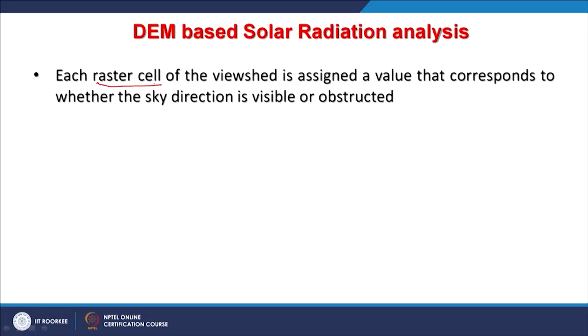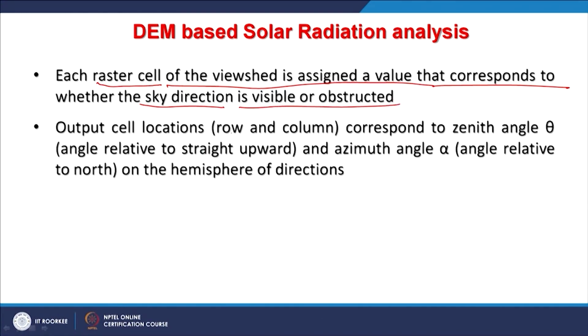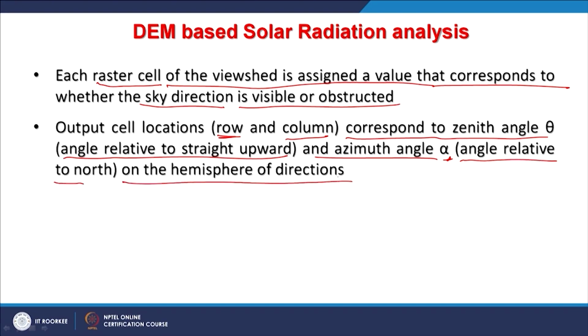Each raster cell, or grid cell, of the digital elevation model viewshed is assigned a value that represents the sky direction which is visible or obstructed. The output cell locations, that means the rows and columns, correspond to the zenith angle, theta, which is the angle relative to straight upward, and the azimuth angle, alpha, which is the angle relative to north on the hemisphere. So, though it is in raster form, the representation is a little different from what we usually see.